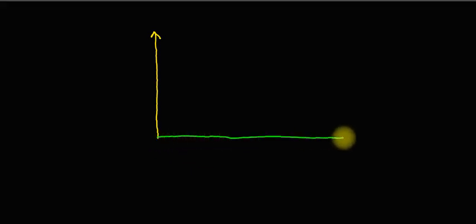Now we are in projectiles. Projectiles is a combination of those two motions, the horizontal and the vertical. So a projectile motion always has two components, the vertical component and then the horizontal component. Let's just call it Y and X.